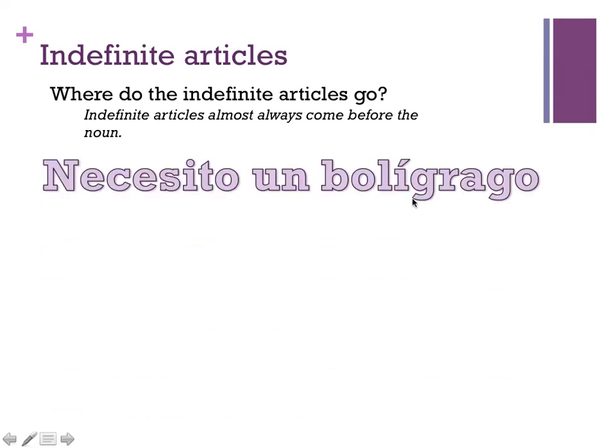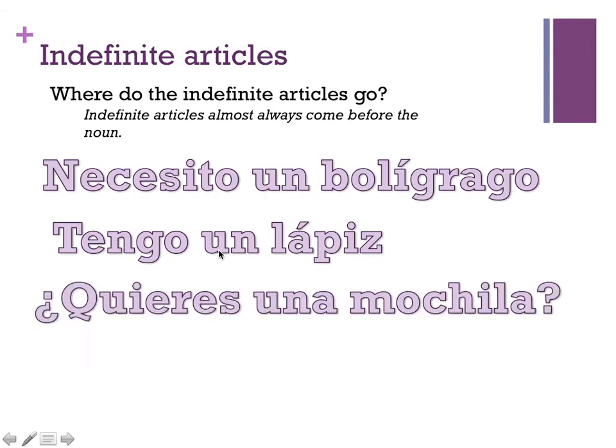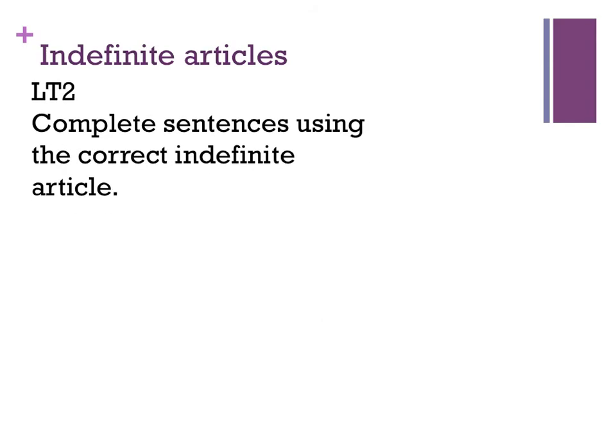Let's check this out. Do you see bolígrafo? That would be my noun. And the indefinite article is bam, right here in front of it. Let's look at the next sentence. Tengo un lápiz. Lápiz would be my noun. Bam, indefinite article right here in front of it. And how about quieres una mochila? Mochila would be my noun, and you guessed it, bam, there's the indefinite article right there in front of it.